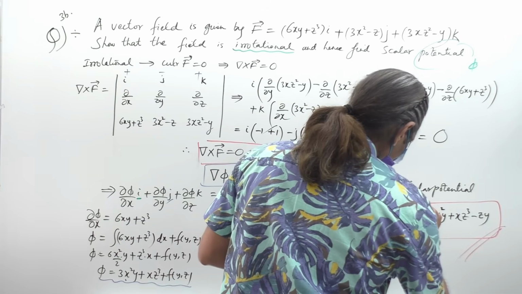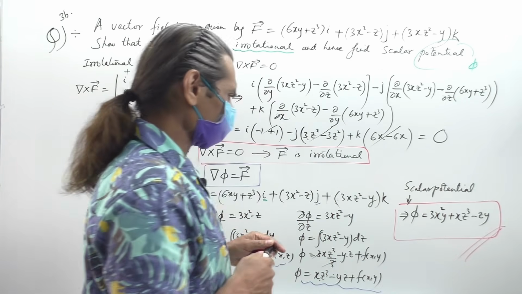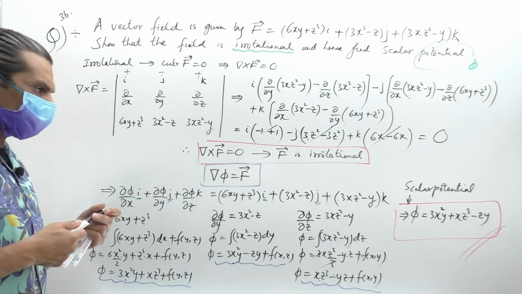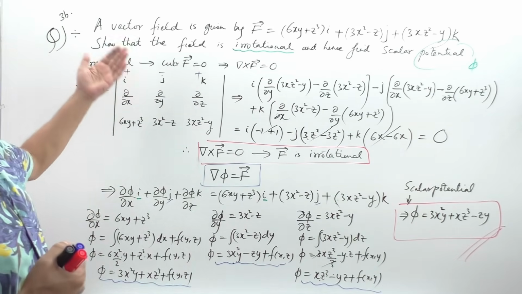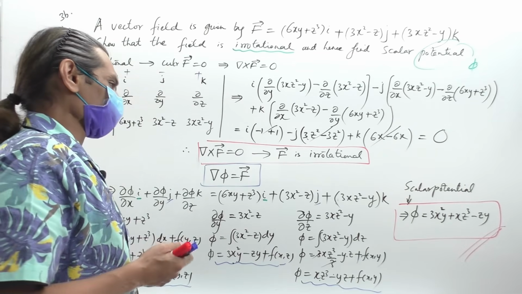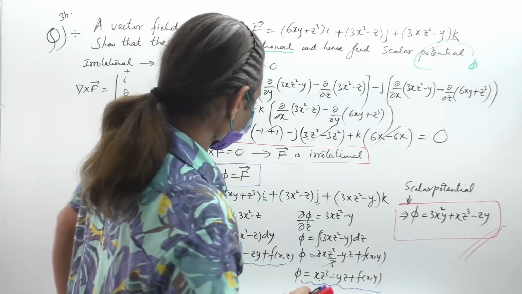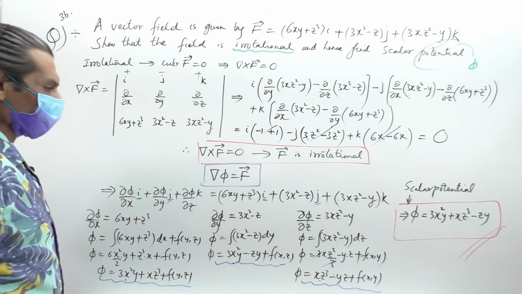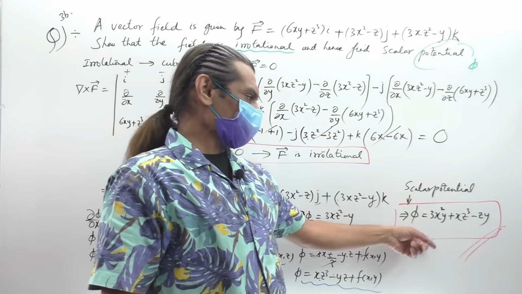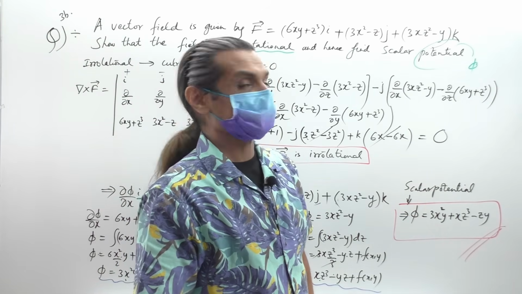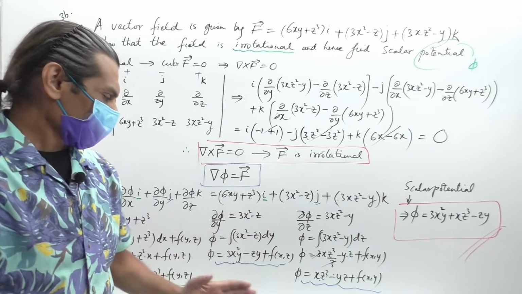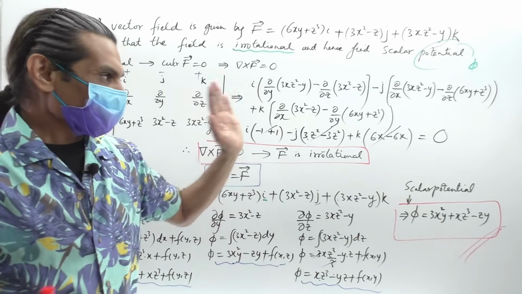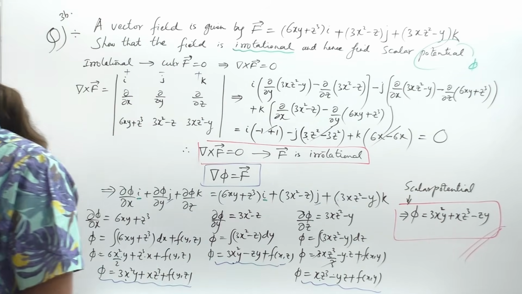This may be asked in examination, and I have seen it asked around 3 to 4 times in the semester exams. So we showed here that the field is irrotational by proving del cross F is 0, and from the basic idea of del φ equal to F, we found the scalar potential as φ equal to 3x²y plus xz³ minus zy. Only remember, don't take the repeated term, take it only once. That's all. This is how it is done.